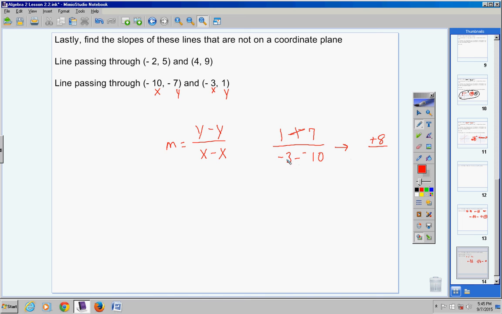A negative 3, negative 10 makes that a positive 10. Negative 3, positive 10 is positive 7. A positive over a positive is positive. And you cannot reduce this. Students, you never want to write your slope like this. That is completely improper. Do not do that, okay? You leave it an improper fraction or a regular fraction, never a mixed number, okay? So your slope is 8/7, and that's all we're doing.